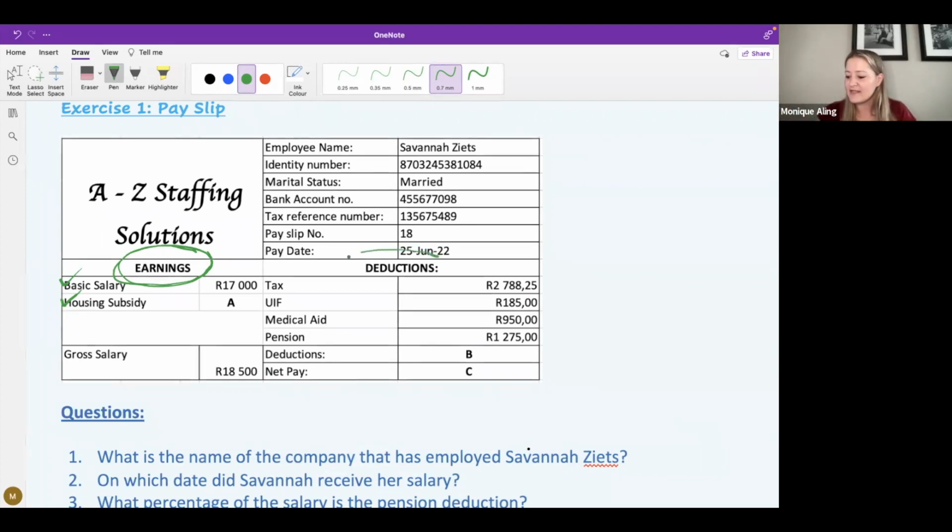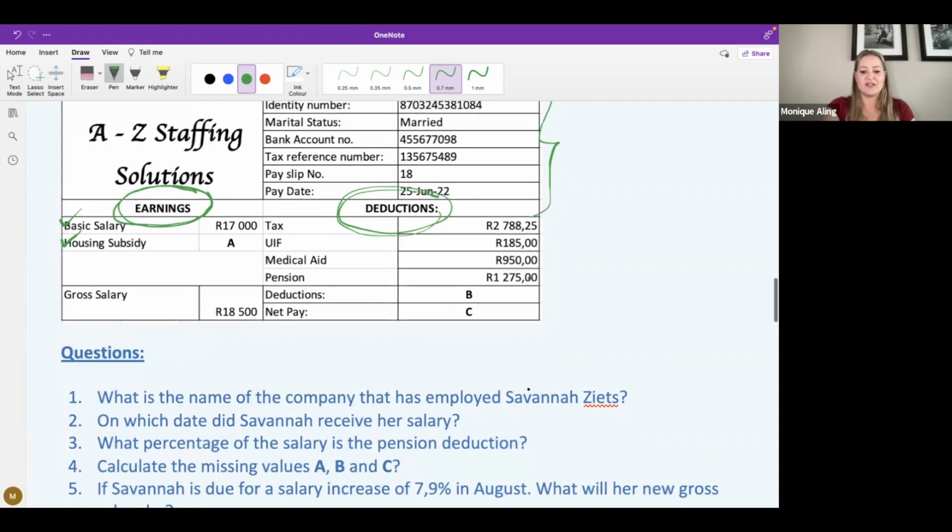And then the next section that's also important is deductions. So there'll always be earnings on the one side, deductions on the other side, and they'll list all of them. So our deductions are the normal tax, UIF, medical aid, pension. There could be other ones, there could be less. Like I said, payslips can vary, and the setup can look very different. Over here, they show us all the personal information of the employee. Okay. Are we ready for the questions?